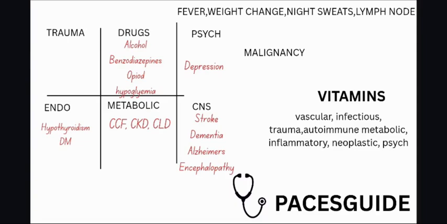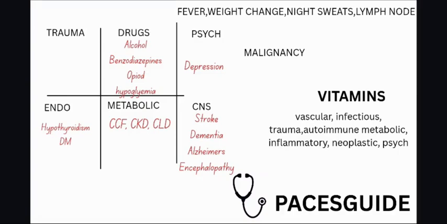Depending upon what system is involved, you can also classify it based on drug-related causes, so alcohol, opioids, benzodiazepines. It can be endocrinological in nature, for example, having diabetes resulting in confusion. It could be related to DKA or hypoglycemia or hypothyroidism.